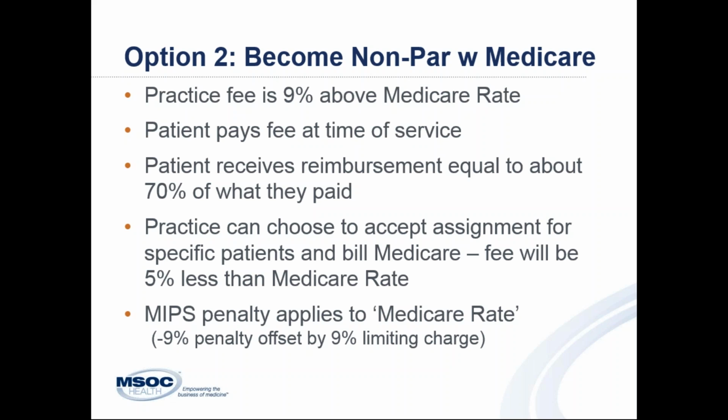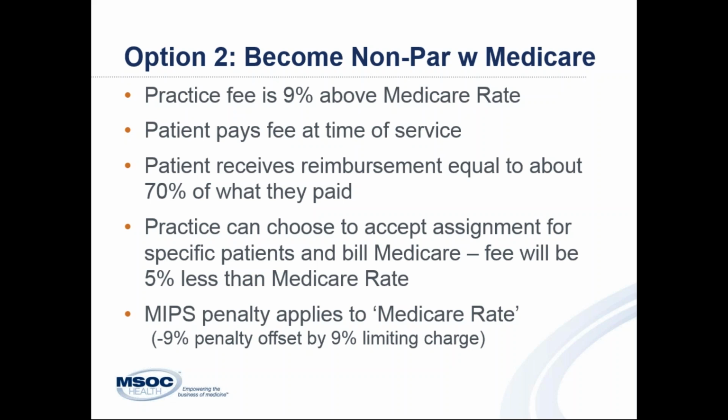The patient pays you that entire amount at the time of the service. Then you can still file a claim to CMS, and the patient will receive the reimbursement instead of you. So the patient pays you approximately 9% above the Medicare rate at the time they get the service, and they get a reimbursement of about 70% of what they paid back. So obviously this clears you from having to do all this quality and meaningful use stuff, and it makes the patient have to pay more money. Because currently they would be paying only 20%. In this scheme, they're going to be paying 30%.